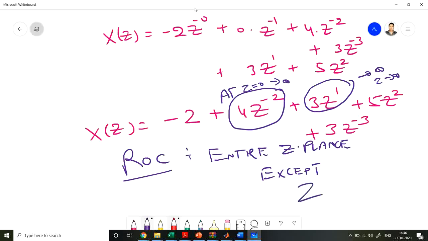So except z equals 0 and z equals infinity, the entire z plane is the region of convergence. So the region of convergence for this question is the entire z plane except z equals 0 and z equals infinity.